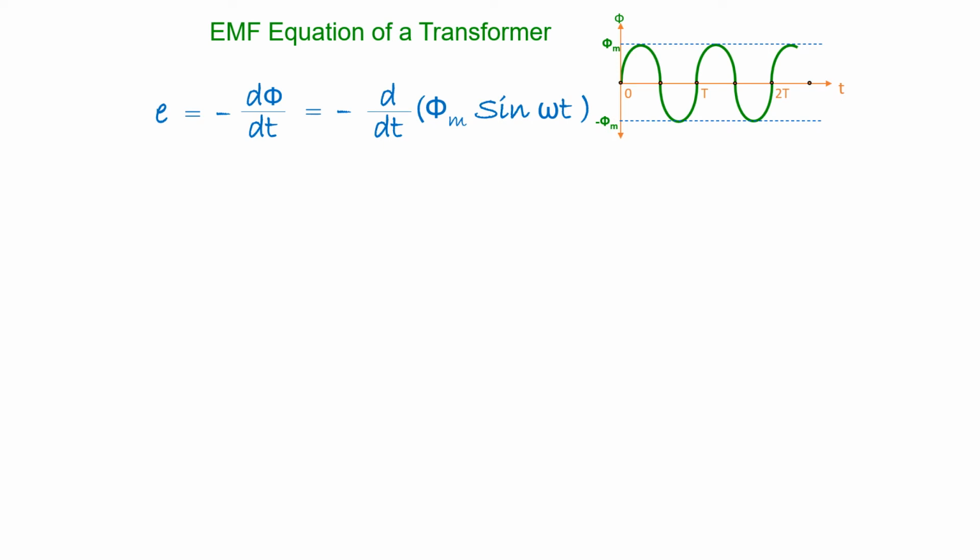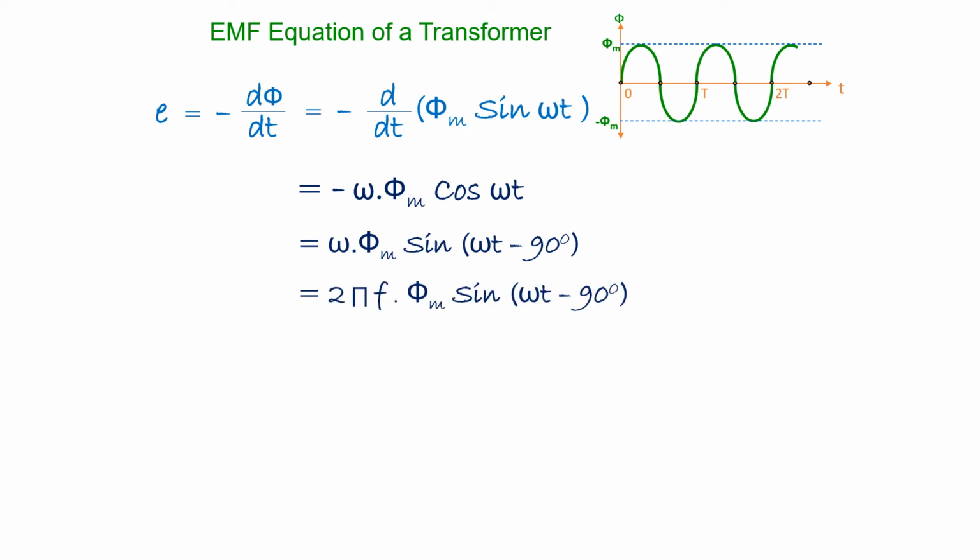Let us derive the EMF equation of a transformer. The EMF in one turn is given by minus d phi by dt. For phi, phi m sin omega t is substituted. Differentiating sin omega t, we get cos omega t. Now, writing minus cos omega t as sin omega t minus 90 degrees, and then for omega, 2 pi f is written. Em is written for 2 pi f into phi m.